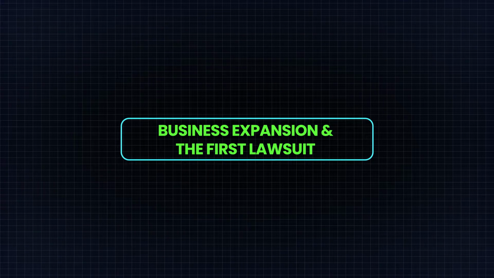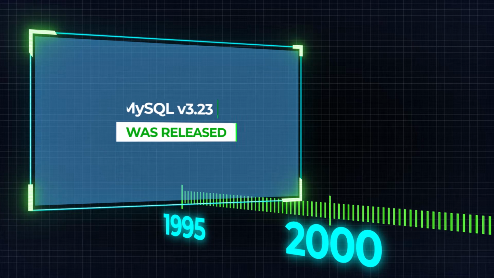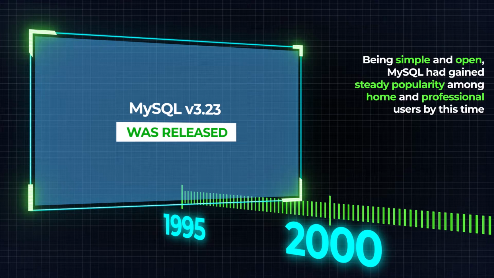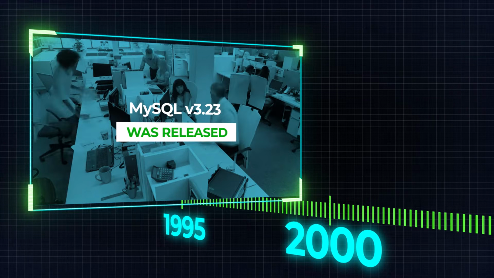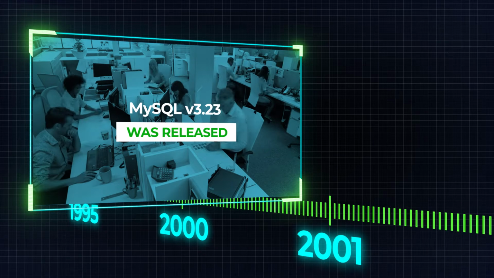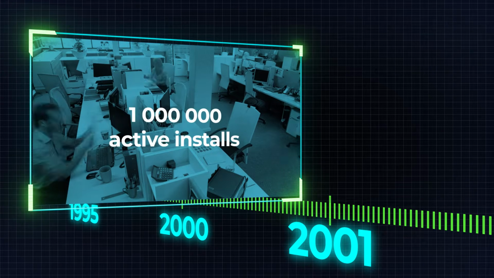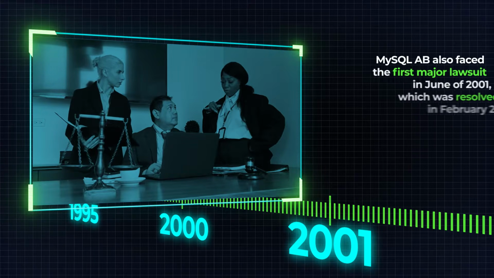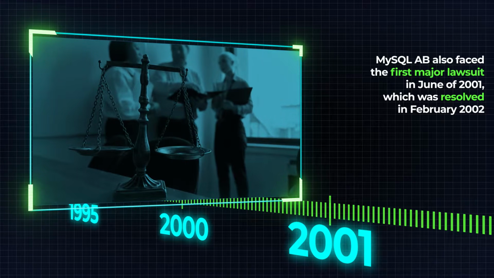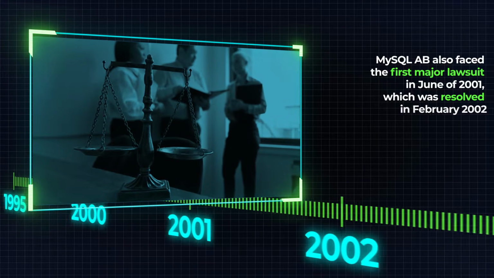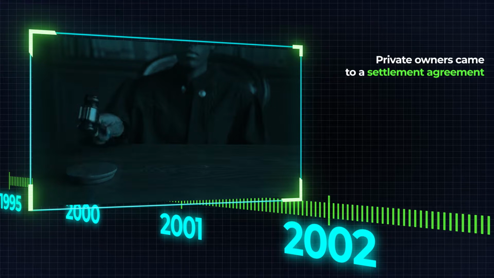Business expansion and the first lawsuit. In 2000-2001, MySQL version 3.23 was released. Being simple and open, MySQL had gained steady popularity among home and professional users by this time. Moreover, the rapid development of Internet technologies had also given its development a boost. By 2001, the platform had 1 million active installs. During this period, MySQL AB also faced the first major lawsuit in June of 2001, which was resolved in February 2002. Private owners came to a settlement agreement.